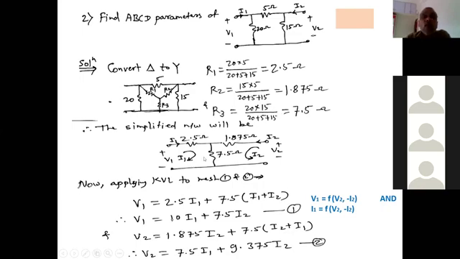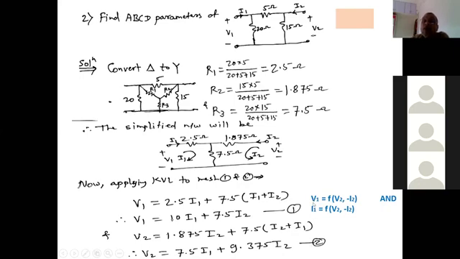Okay. So now you can apply KVL for this particular mesh 1 and mesh 2. Applying KVL to mesh 1 and 2, two equations will be there. These two equations are V1 is equal to 10 I1 plus 7.5 I2. This is one equation. And another equation is V2 equal to 7.5 I1 plus 9.375 I2. This is the second equation.